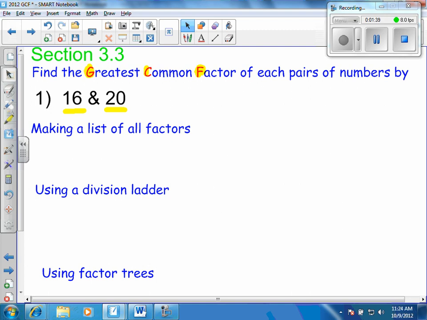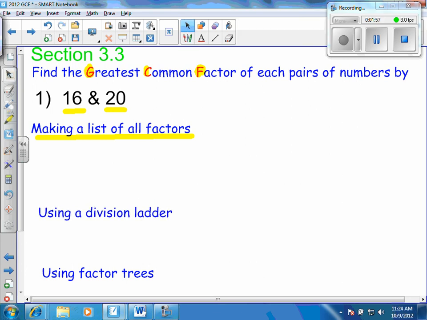Okay, so the first technique is making a list of all the factors. So we're going to start with technique number 1. What I'm going to do is take 20 and 16 separately and find all the factors. So for 16, I know that 1 times 16 is 16. It's even, so 2 times what, Sam, is 16? 2 times 8. Does 3 go into it, Sam? No. How about 4?